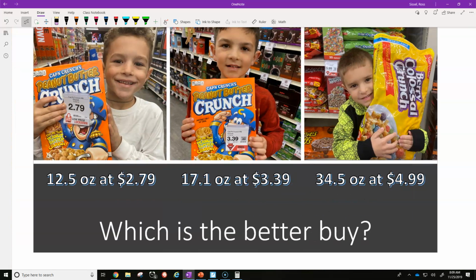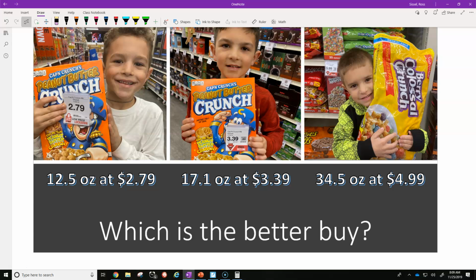Bennett got mad at me because I ripped these off the shelf so I could take the picture. He's like, you can't do that. Put it back. Hey, here's Bennett's box. Bennett wanted the small box. You can't see on it, but it was 12.5 ounces. That's what a regular box is usually around. So it was 12.5 ounces, and it cost $2.79.